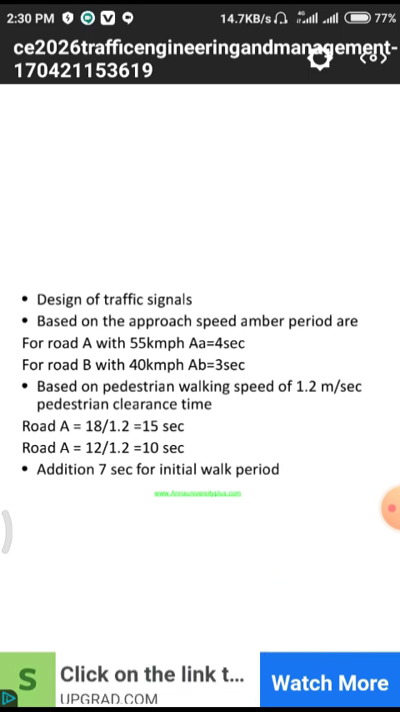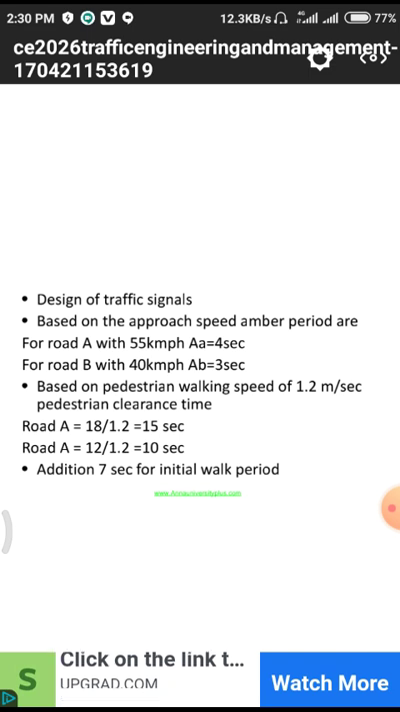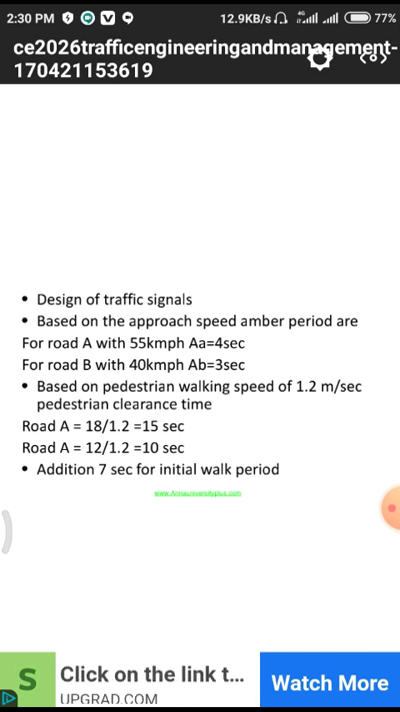Based on the pedestrian walking speed, normally we will take it as 1.2 meters per second. So that for road A, 18 by 1.2. The width of the particular road, 18 meters, divided by 1.2 meters per second. We will get 15 seconds required for crossing road A. Similarly, road B also.